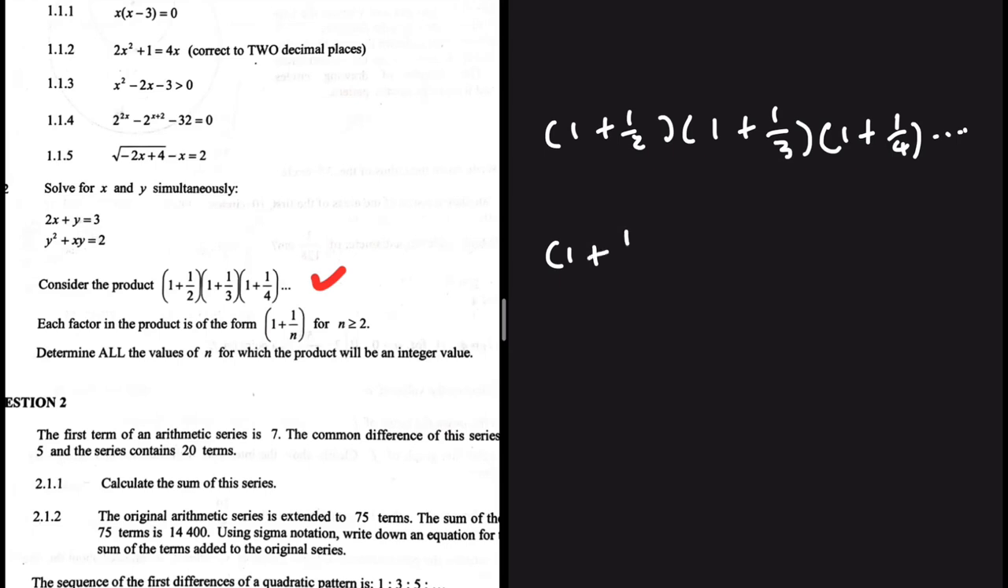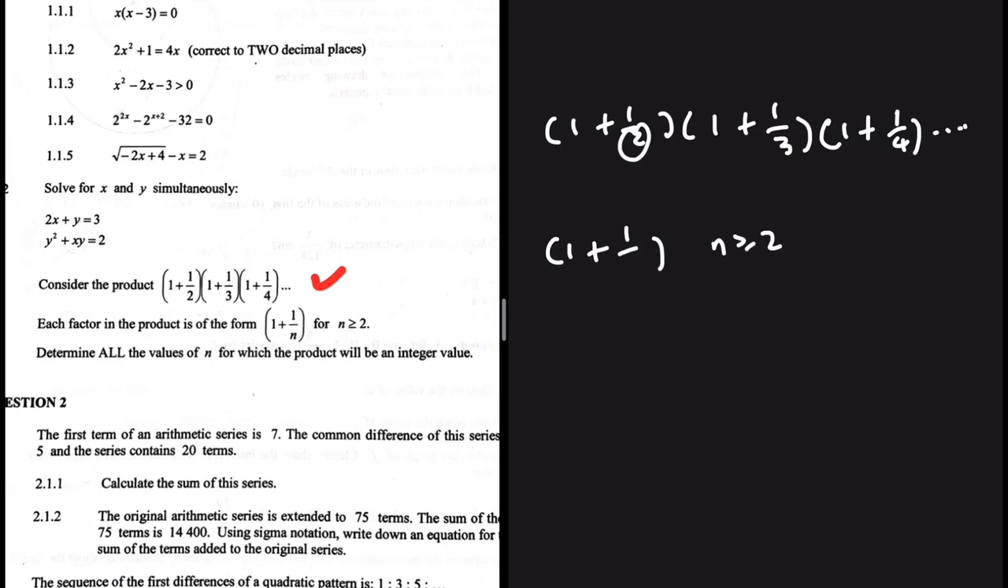1.3 is a thing of beauty, and let me show you why that is the case. So consider the product 1 plus 1 over 2 multiplied by 1 plus 1 over 3, and lastly multiplied by 1 plus 1 over 4, so on and so on. Each factor in the product is of the form 1 plus 1 over n, for which n is greater than or equal to 2, as we can clearly see from the first term that is the case.